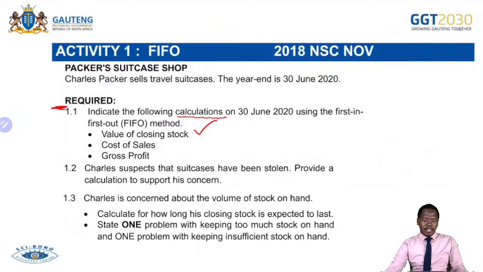1.3 grade 12s. Here we are given a scenario. They are saying Charles is concerned about the volume of stock on hand. Calculate for how long his closing stock is expected to last. Secondly, we are going to state one problem with keeping too much stock on hand. Again, state one problem with keeping insufficient stock on hand.